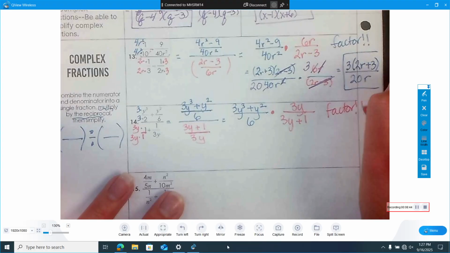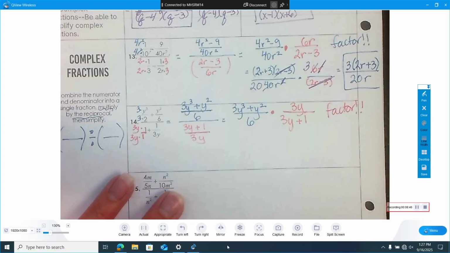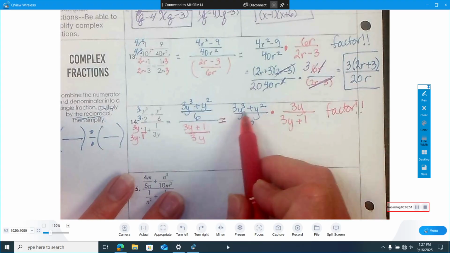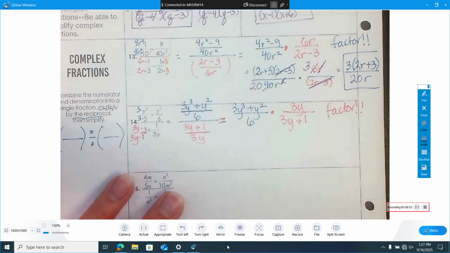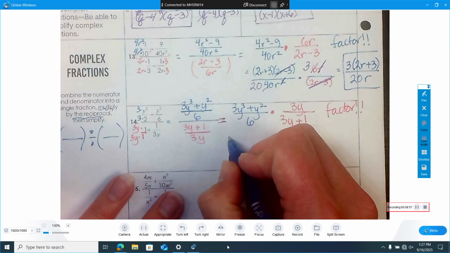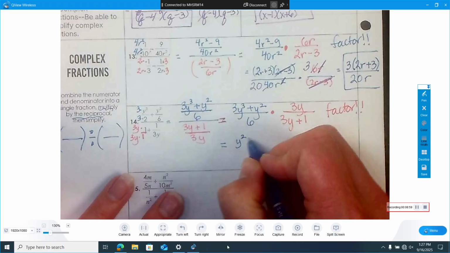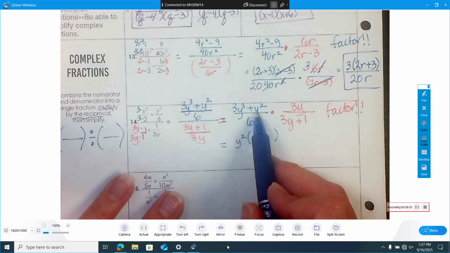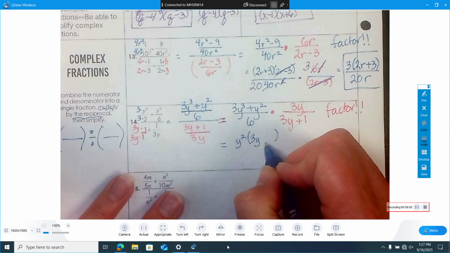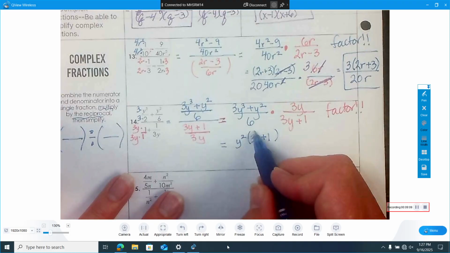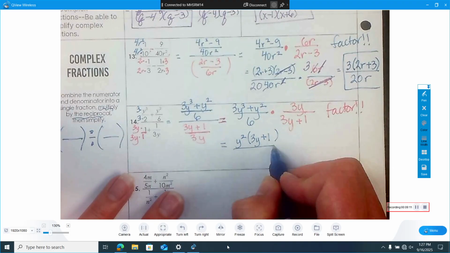factor. What factors? Can't you take y out of both those? Yeah. How many y's can I take out? Just one. 2. We got y squared. Yeah. So I can take out y squared. What does that leave behind when I pull out the y squared? 3y plus 1. Very good. Don't forget that plus 1. If you distribute, it makes total sense.